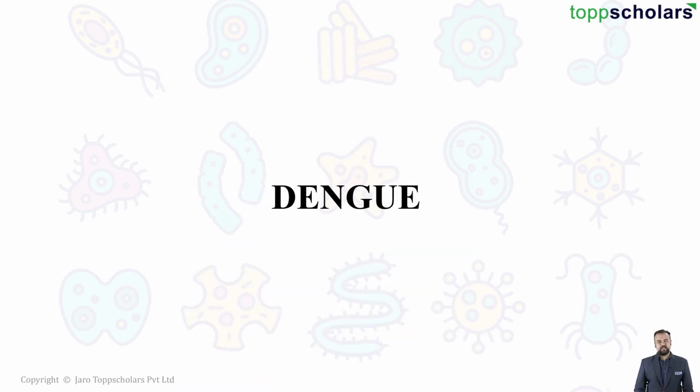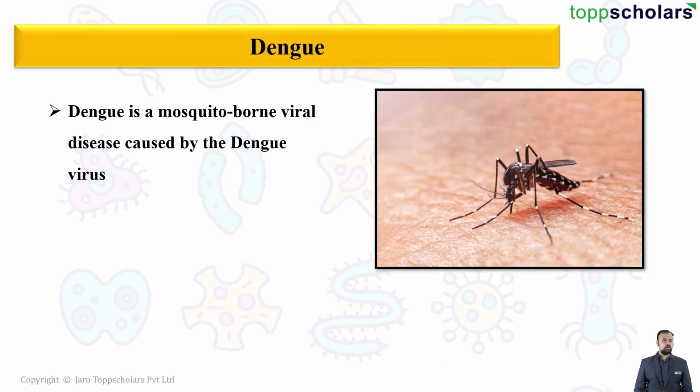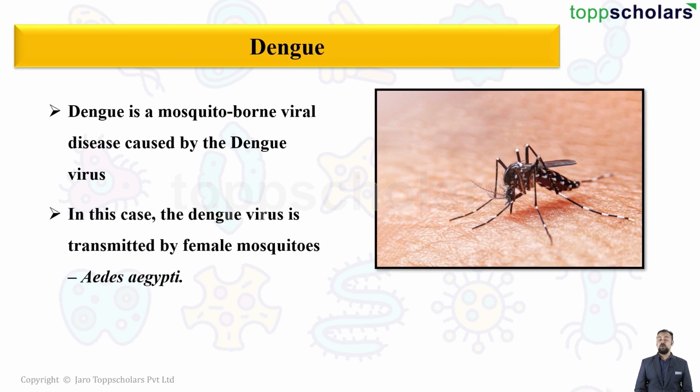Today we'll be talking about another very interesting and very simple topic, that is dengue. Students, dengue is a mosquito-borne viral disease caused by the dengue virus. Now, in this case, this dengue virus is transmitted by female mosquitoes belonging to the species Aedes aegypti.